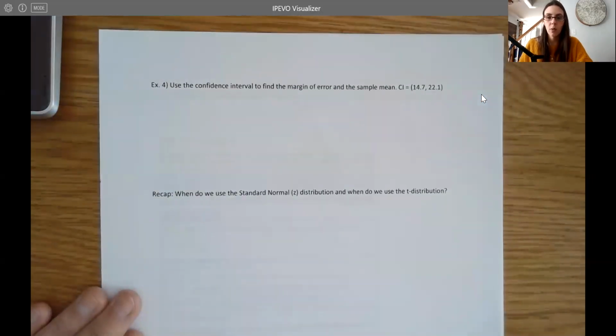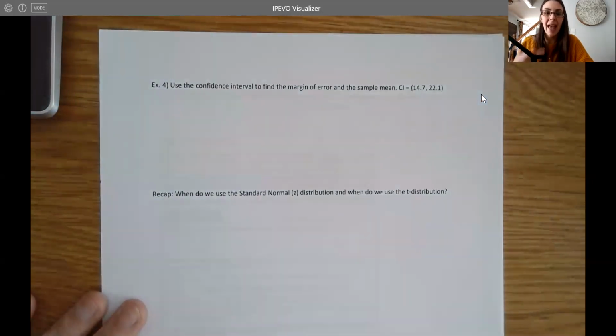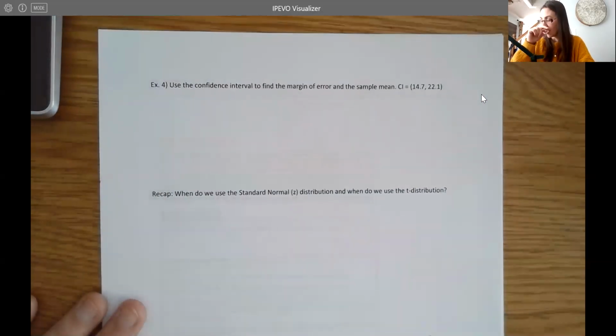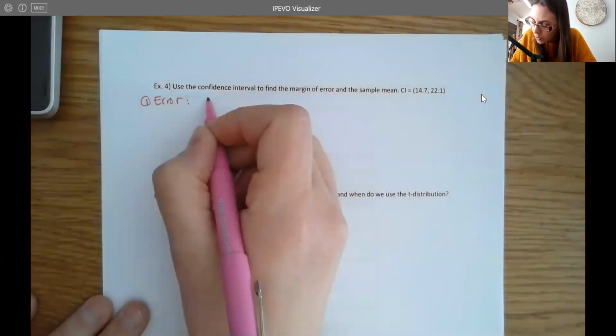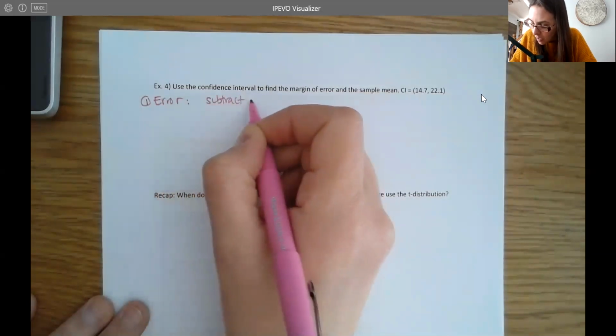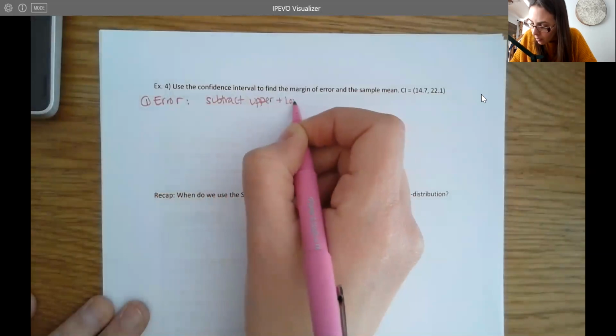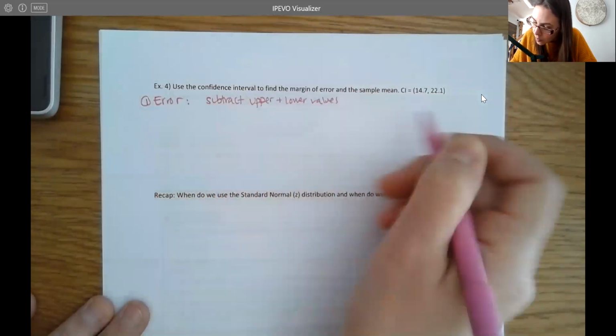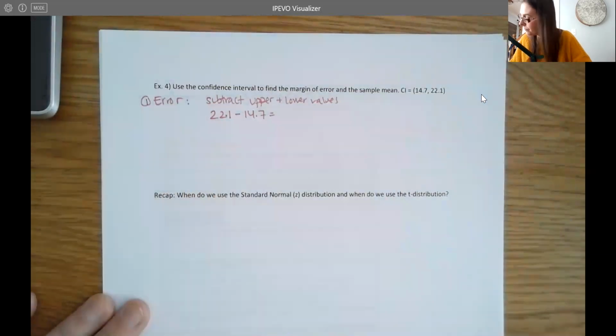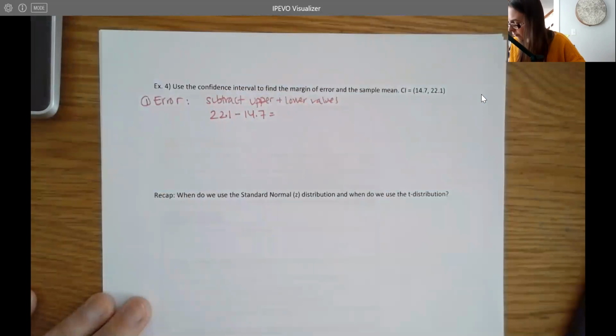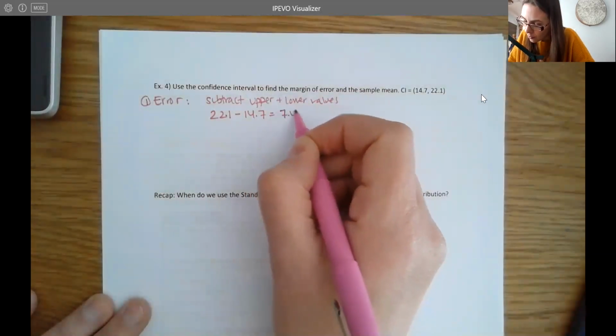So just like before, I just want to do one of those examples where we work backwards. So let's say you have the confidence interval. Maybe you found it on technology or you were given it and you want to work backwards. So if you want to find the error, what you're going to do first is subtract the upper and lower values. So I'm going to take that 22.1 and subtract 14.7, and I get 7.4.